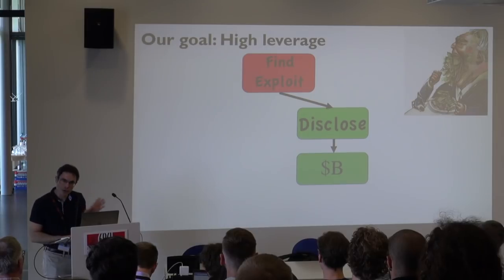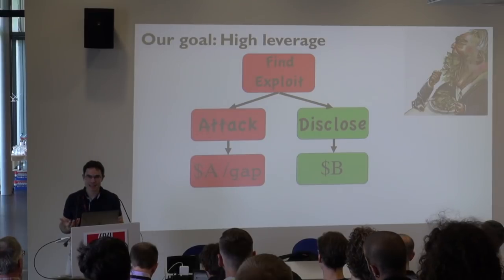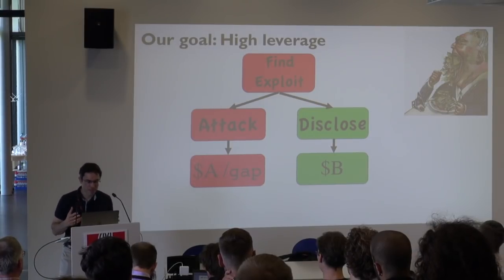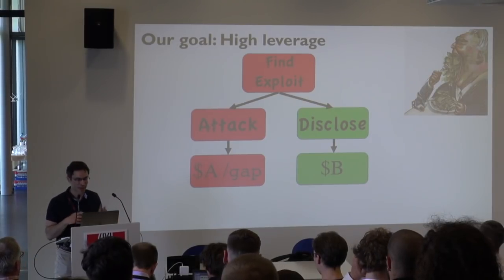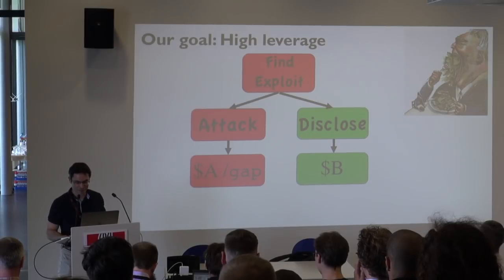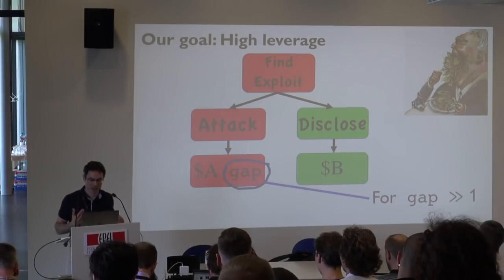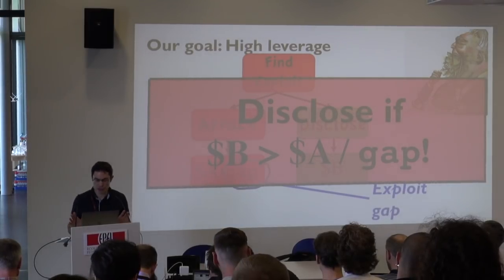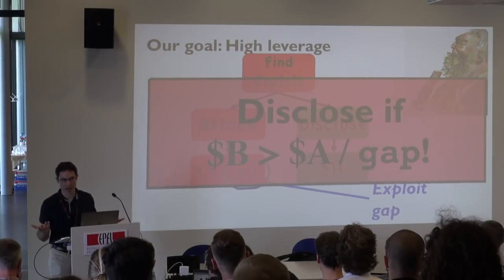In other words, what we'd like is the following scenario. We would like disclosure to result in payment of a bounty, say of B dollars. We want an attack to result in, say, less than the A dollars that is the value of the program. It should result in a payoff of something like A dollars divided by some value gap. And of course, I haven't chosen this term gap arbitrarily. Right? If we can get a gap much larger than 1 here, then we've got high leverage by definition. And in this case, an adversary will disclose as long as the bounty exceeds A divided by the gap.